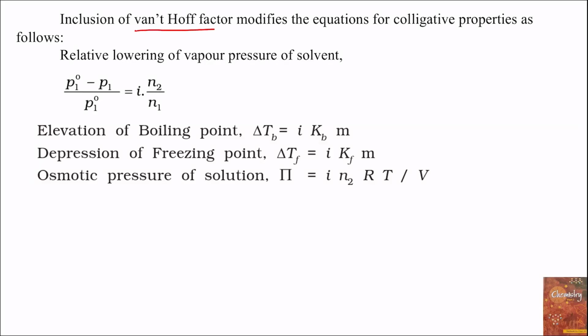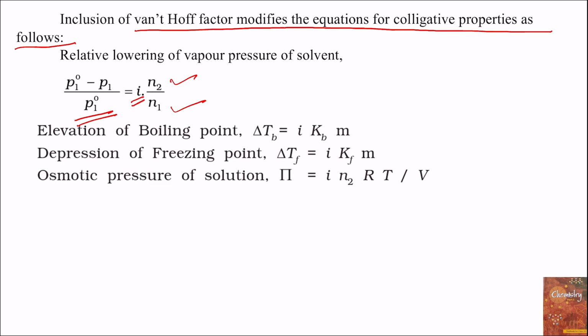Inclusion of van't Hoff factor modifies the equations for colligative properties as follows. Now relative lowering of vapor pressure is equal to mole fraction of solute, but this is then multiplied by van't Hoff factor. In the denominator, moles of solute is neglected, so we get relative lowering of vapor pressure is equal to moles of solute divided by moles of solvent, and this is multiplied by van't Hoff factor.